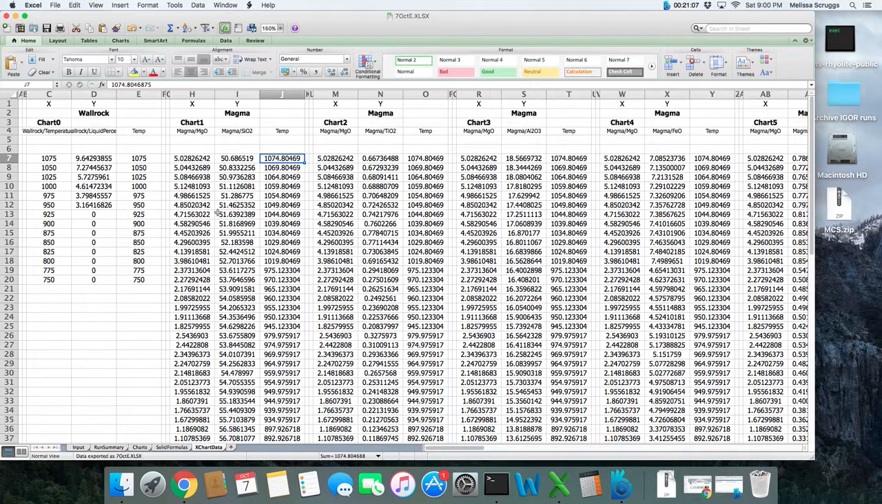So this concludes our final tutorial on how to interpret output diagrams for the Magma Chamber Simulator. Hopefully you found these useful and you're getting ready to run your own simulations.